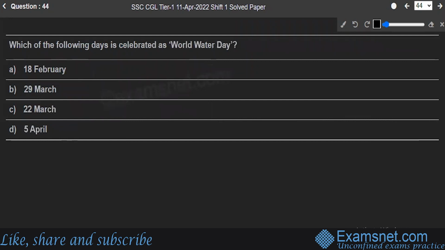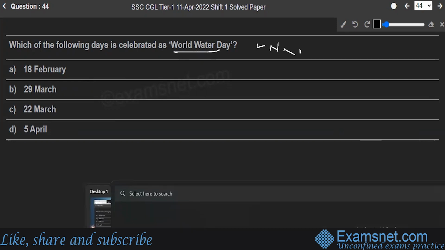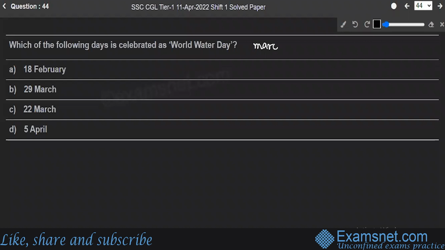Which of the following days is celebrated as World Water Day? Is it 18th February, 29th March, 22nd March, or 5th April? Which is the correct answer from all of these options? See, World Water Day is an annual United Nations, that's UN, commemoration held on March 22 that emphasizes the importance of clean water. This day is used to advocate for sustainable freshwater resource management.